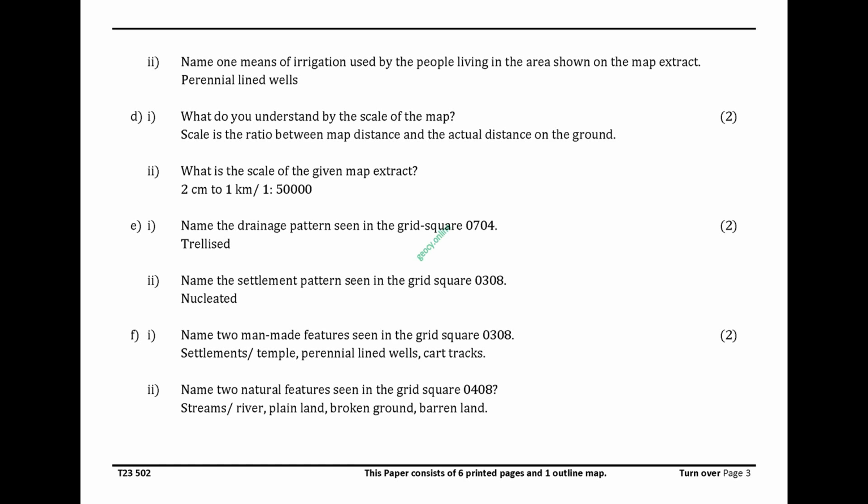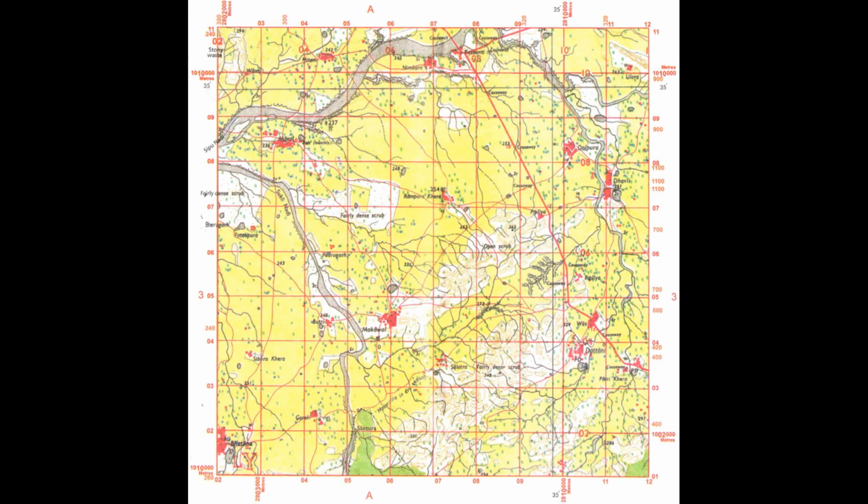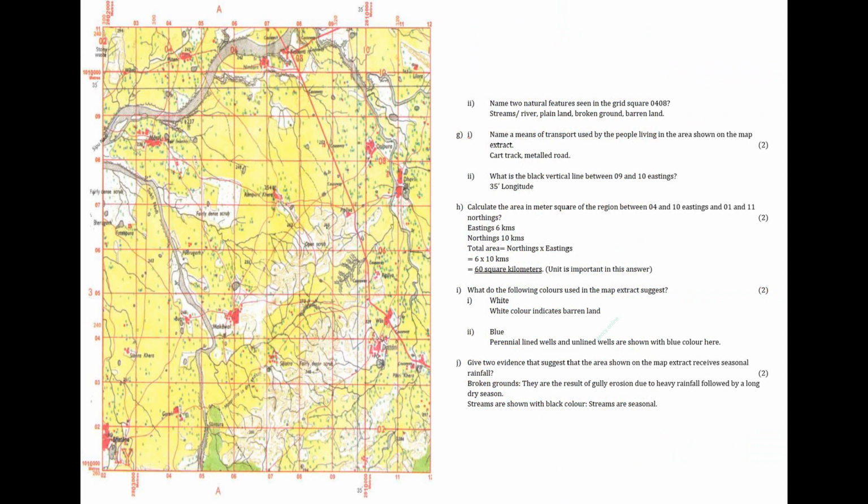Name the drainage pattern seen in the grid square 0704. Trellised. Name the settlement pattern seen in the grid square 0308. Nucleated. Name 2 man-made features seen in the grid square 0308. Settlements or temple, perennial lined wells, cart tracks. Name 2 natural features seen in the grid square 0408. Streams or river, plain land, broken ground, barren land.